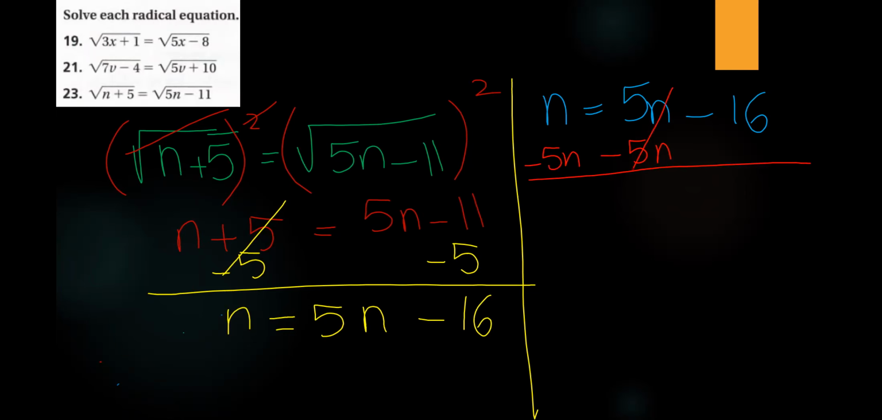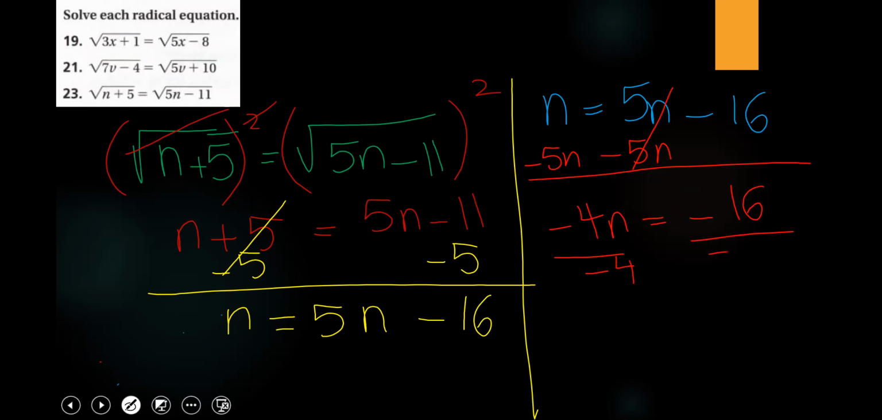Then what's the answer, Huda? n minus 5n is negative 4n. Bravo. Negative 4n equals negative 16. Then what do you have to do, Huda? We will divide by negative 4 from here and from negative 16. So n is 16 over 4, so n equals 4. Thank you so much, Huda.